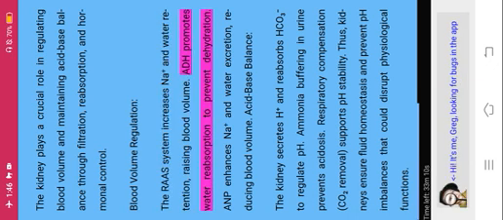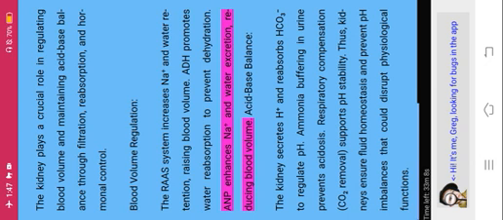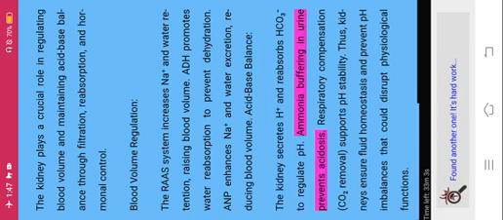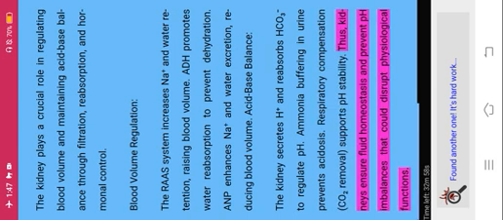ADH promotes water reabsorption to prevent dehydration. ANP enhances sodium and water excretion, reducing blood volume. Acid-base balance. The kidney secretes H+ and reabsorbs HCO3- to regulate pH. Ammonia buffering in urine prevents acidosis. Respiratory compensation, CO2 removal, supports pH stability. Thus, kidneys ensure fluid homeostasis and prevent pH imbalances that could disrupt physiological functions.